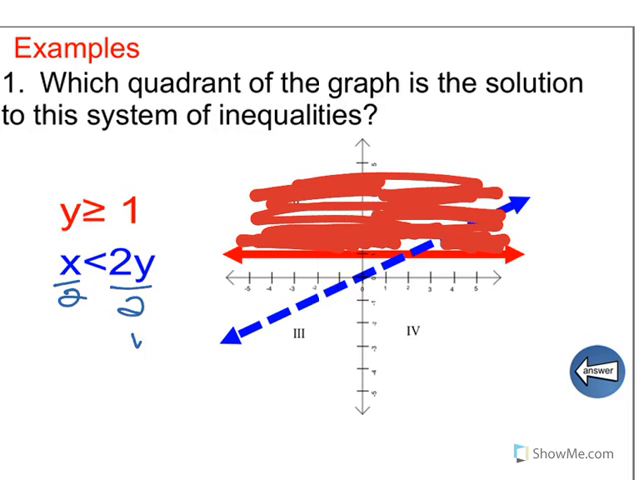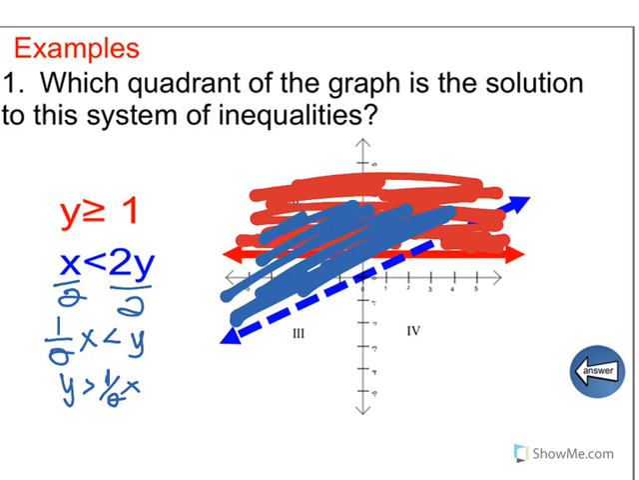That's going to give me y is greater than 1/2 x. I'm going to rewrite it. That's helpful for me because now I know that I'm looking at everything that's above. And so my solution, remember, is where they overlap. So my solution is going to be in 2 quadrants. It's going to be in quadrant 2 and quadrant 1.